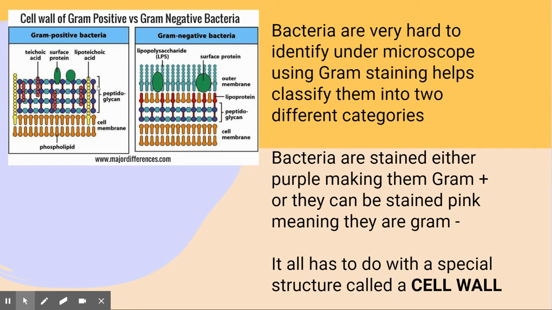A gram negative, a pink one, has two cell walls or two outer membranes protecting its cell membrane. So it has the peptidoglycan, it has lipoproteins, and then it has a lipopolysaccharide on the outside. So it has two distinct layers that protect that cell membrane. So a purple gram positive bacteria has one cell wall, and a pink gram negative bacteria has two cell walls. And this is a really important structure, and we'll talk about it more when we focus on the organelles inside the cell.